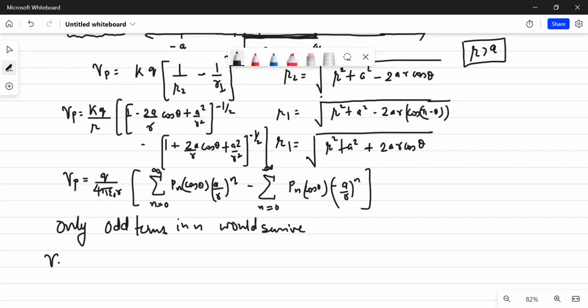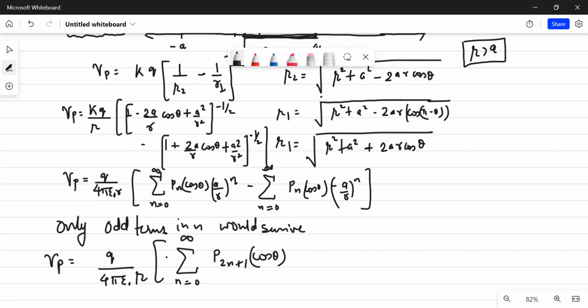And if I want to write the potential at P, it will be Q upon 4 pi epsilon naught R times summation n equal to 0 to infinity, P 2n plus 1 cosine theta, and there would be 2 also, and there will be A upon R to the power 2n plus 1. Is that clear? Only odd terms remain and they become 2 times. Because when you take n as 1, this would be 2 Pn cos theta A upon R. If n is odd, the negative will come out, negative negative will become positive. This will become 2 times. Is that clear? Yes, sir.